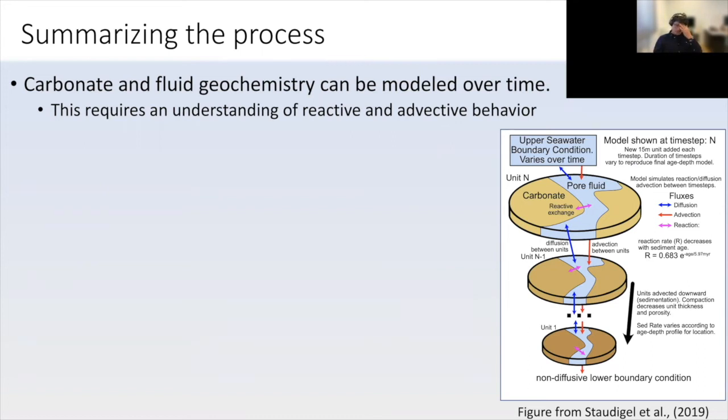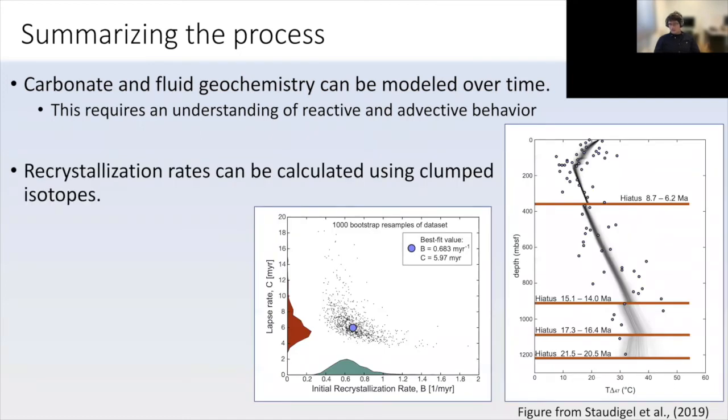So the diffusive term is understood and doesn't vary as much between sites, but the recrystallization rate does vary over time and is likely to have varied between sites. And so this recrystallization rate we can constrain using clumped isotopes, both in the shallow early recrystallization stages, as well as during deeper stages of diagenesis. We can see it keep up with the geothermal gradient.